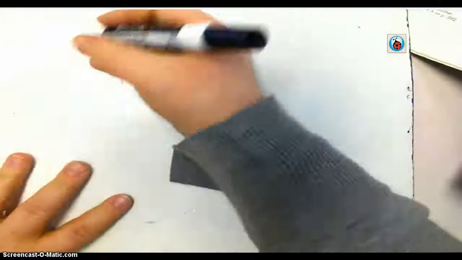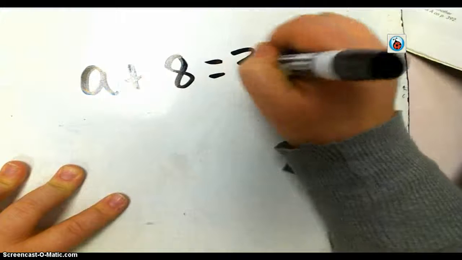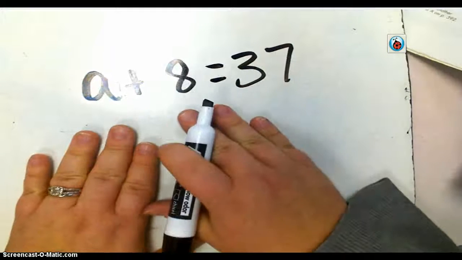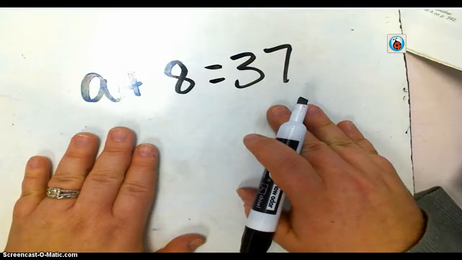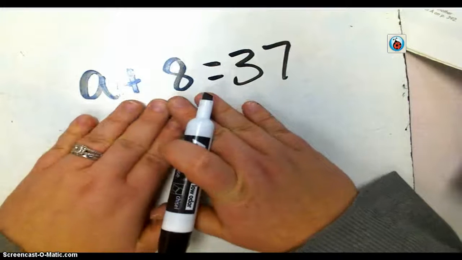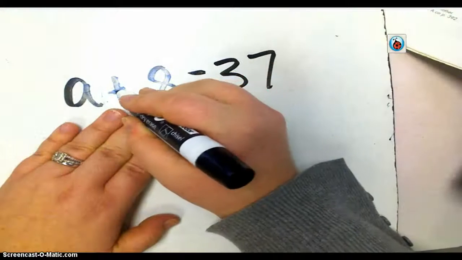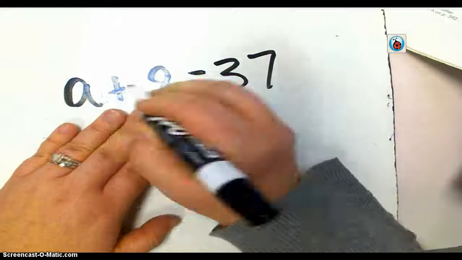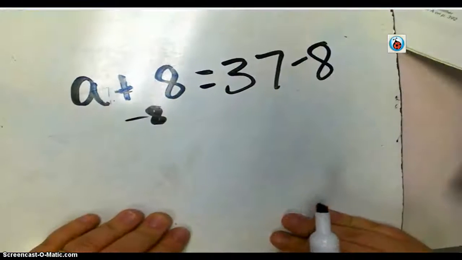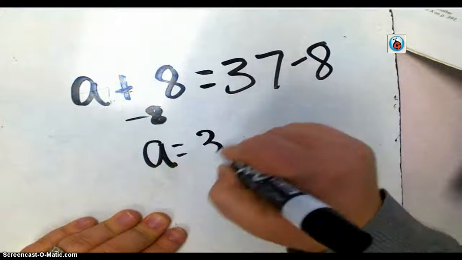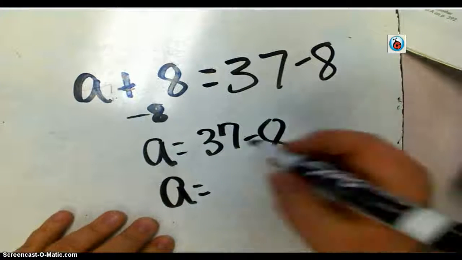If they say A plus 8 equals 37, we would read this as something plus 8 equals 37. If I have an add 8 here, I'm going to do the inverse to the other side. So the inverse of adding is subtracting 8. I'm going to subtract 8 over here. So I'm left with A equals 37 minus 8, or A equals 29.